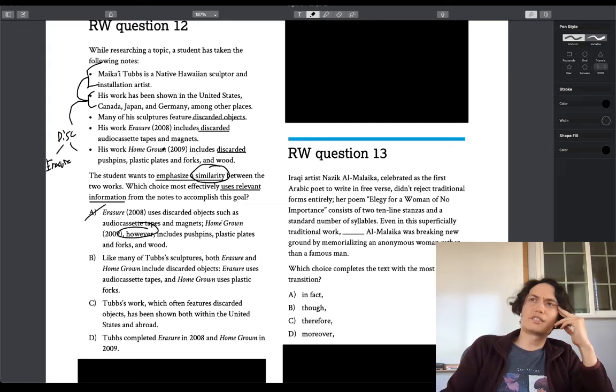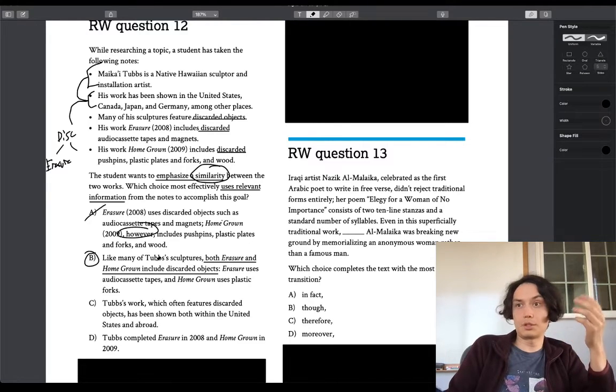All right, yeah, this is cool. This is not just literally a copy paste of an LSAT question type. So, you know, good on them. There's some uniqueness to this test. Like many of Tubbs' sculptures, both Erasure and Homegrown include discarded objects. Oh, hey, look at this. Both of them have this one similarity. Erasure uses audio cassette tapes, and Homegrown uses plastic forks. Well, this is right. We're emphasizing a similarity using this relevant information.